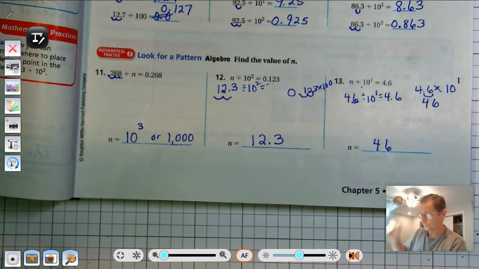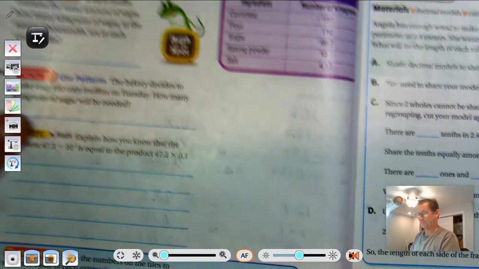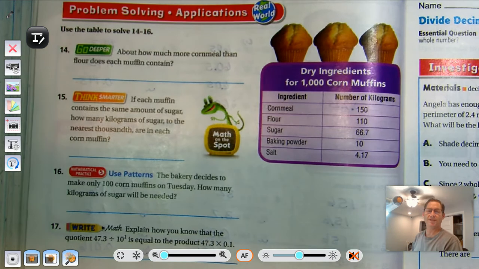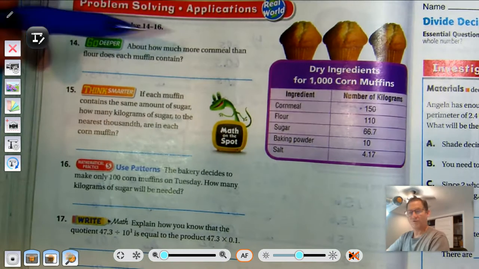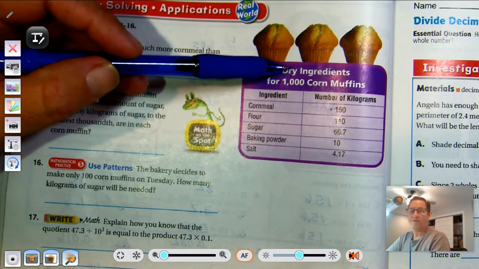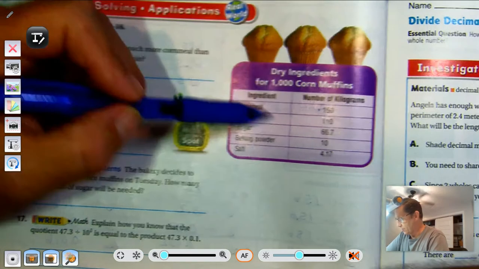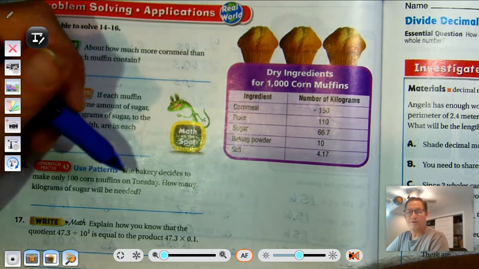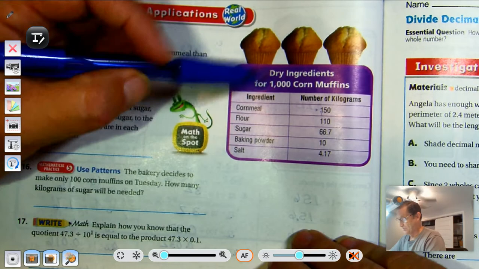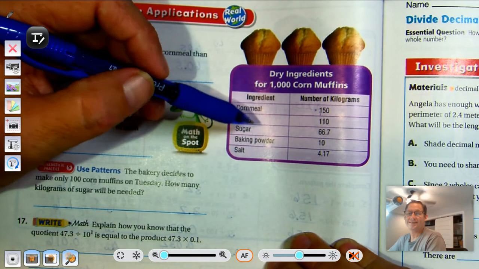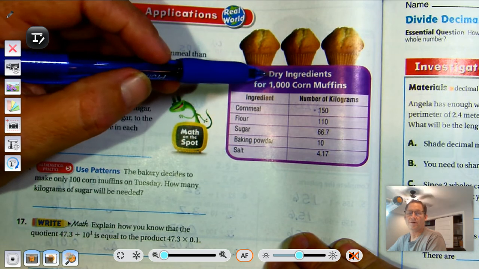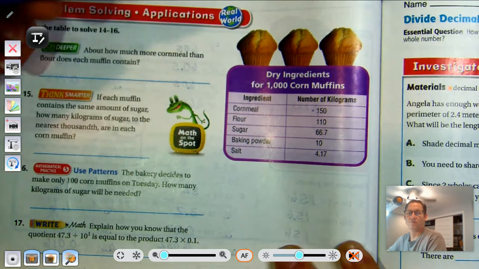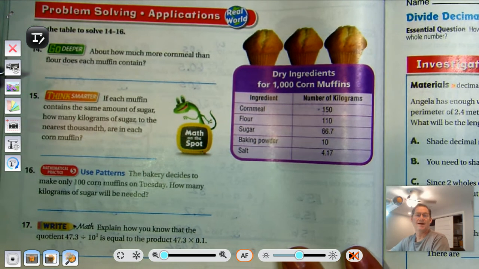So 46. Now let's look at page 14. Use the table to solve problems 14 through 16. So our table says that we have some dry ingredients for 1,000 corn muffins. So if you make 1,000 corn muffins, you would use 150 kilograms of cornmeal. You would use 110 kilograms of flour. You would use 66 7/10 kilograms of sugar for 1,000 corn muffins, baking powder 10 kilograms, and salt 4 17/100.